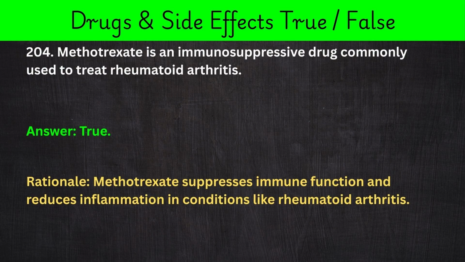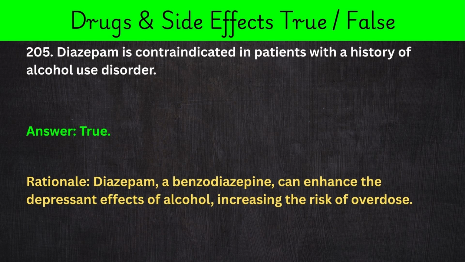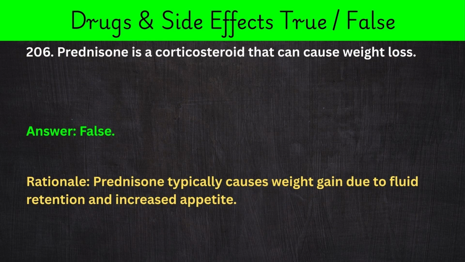Answer: true. Rationale: methotrexate suppresses immune function and reduces inflammation in conditions like rheumatoid arthritis. 205. Diazepam is contraindicated in patients with a history of alcohol use disorder. Answer: true. Rationale: diazepam, a benzodiazepine, can enhance the depressant effects of alcohol, increasing the risk of overdose.